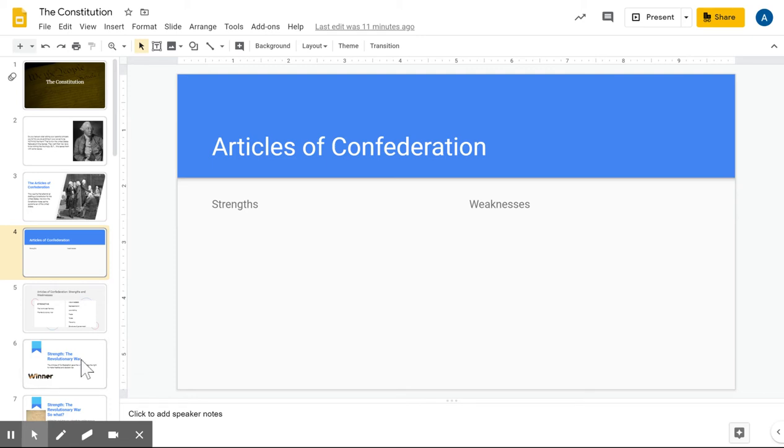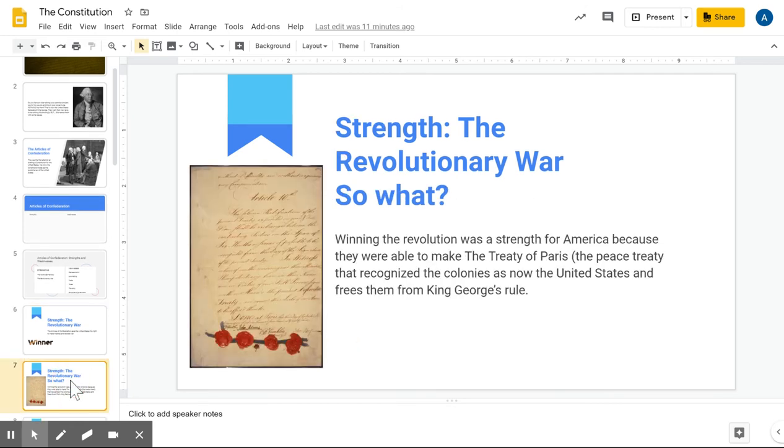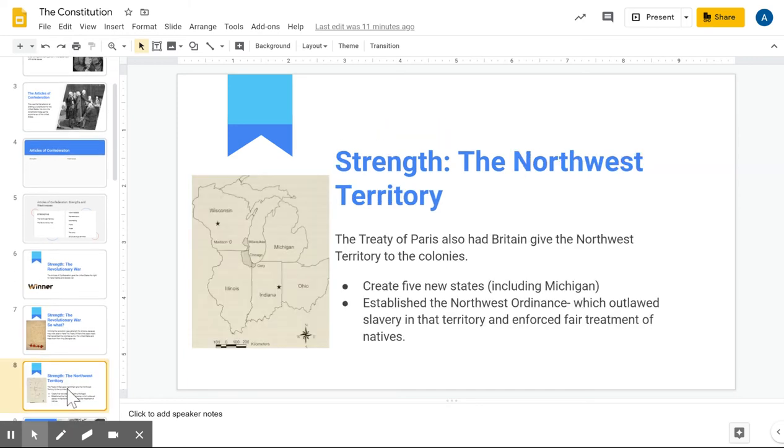All right, so let's get started with the strengths of the Articles of Confederation. So one strength was the Revolutionary War. The Articles of Confederation gave the United States the right to make treaties and declare war. So what this means is that they were able to make the Treaty of Paris. And if you remember, this was the peace treaty that recognized the colonies as now the United States of America and freed them from King George's rule. So the fact that they're able to declare war, the fact that they're able to make treaties is a big bonus for them at the time.